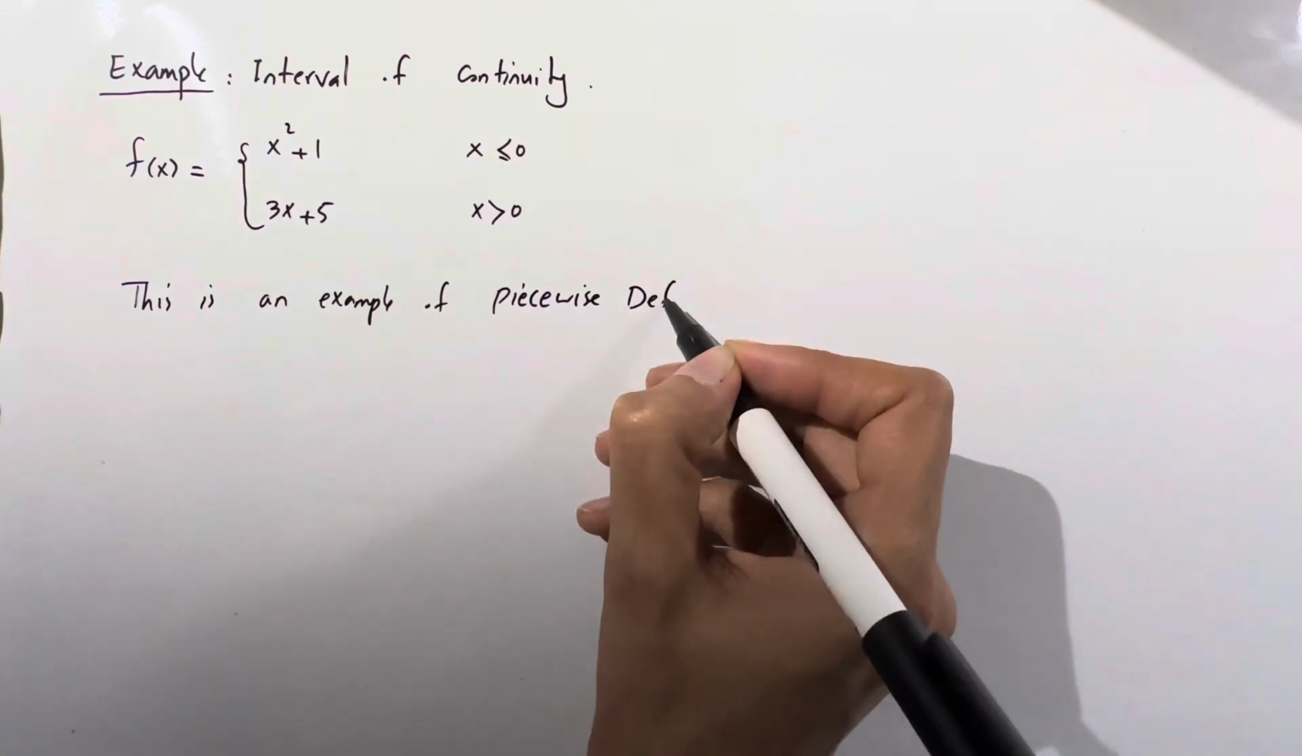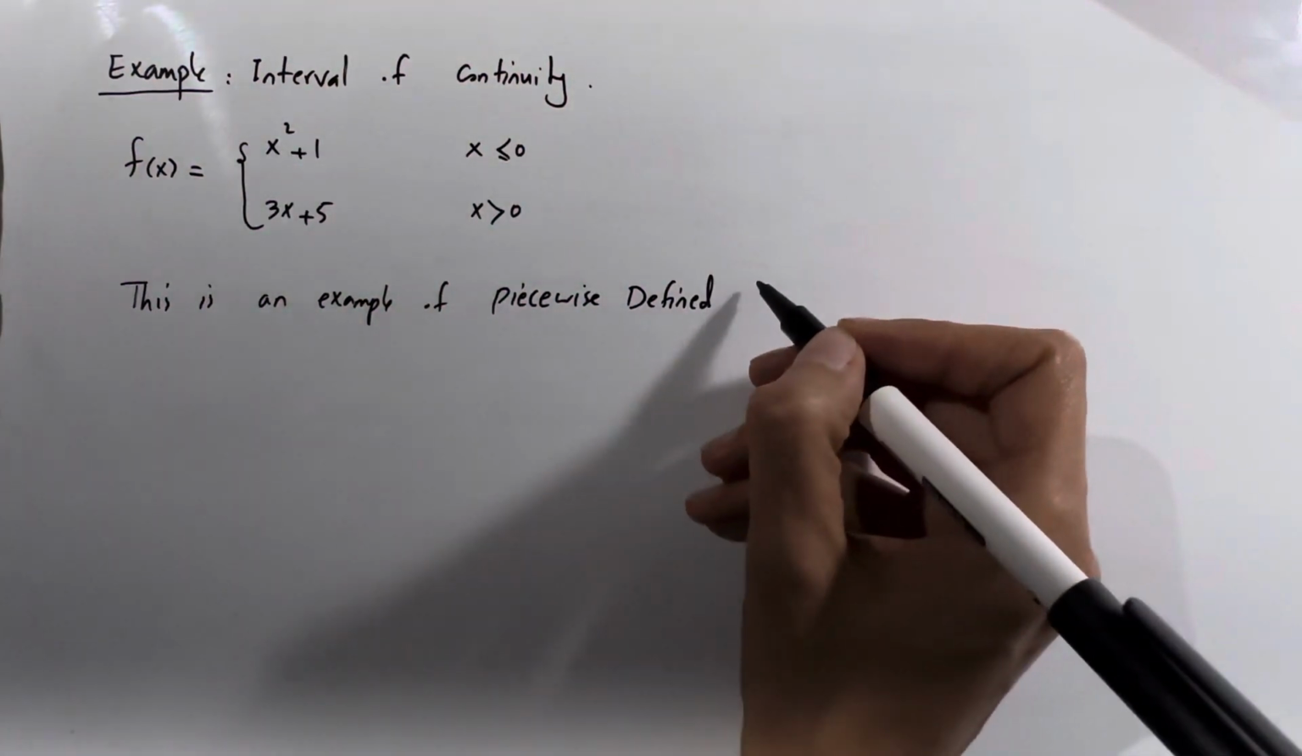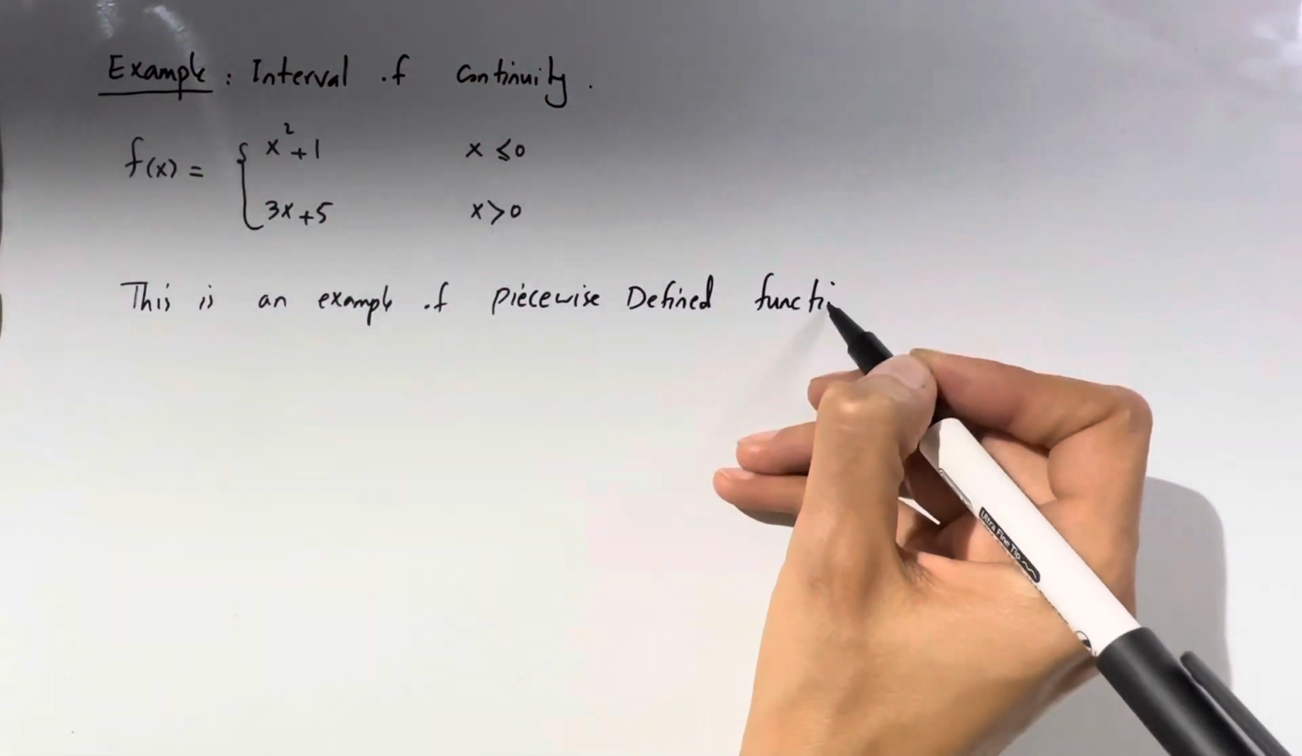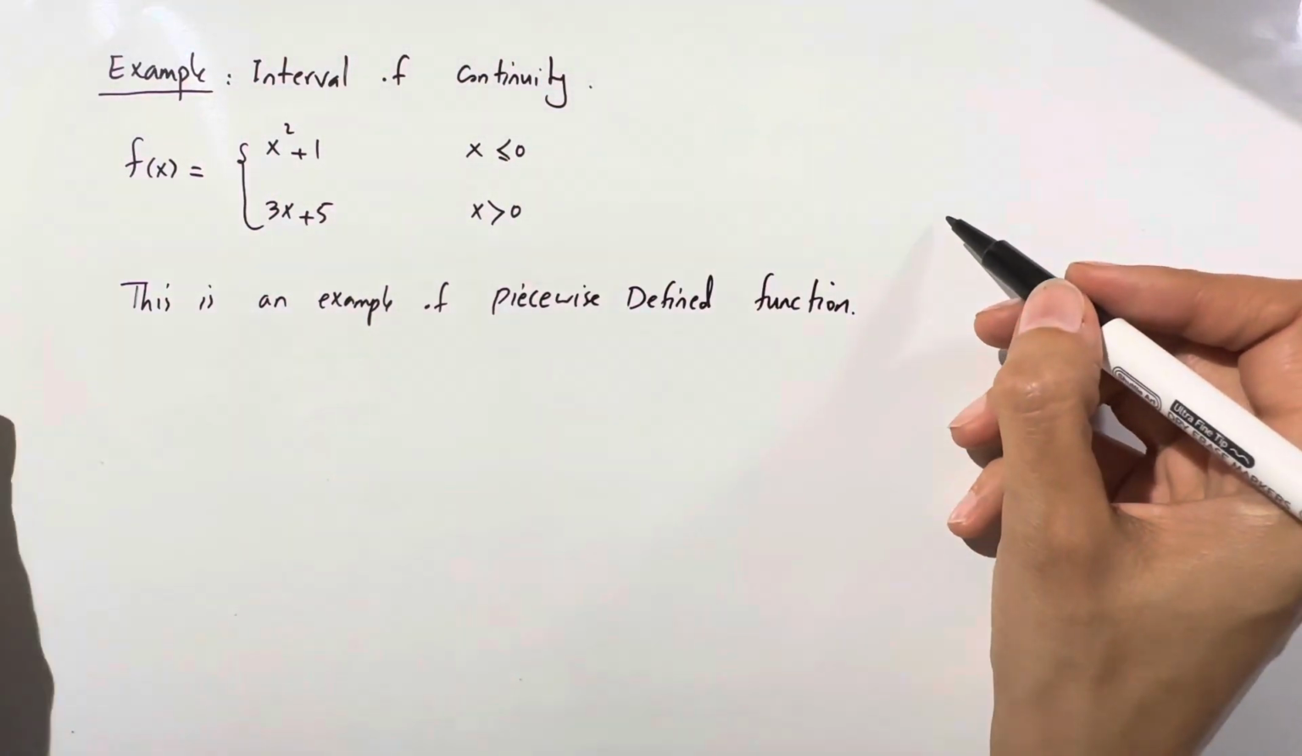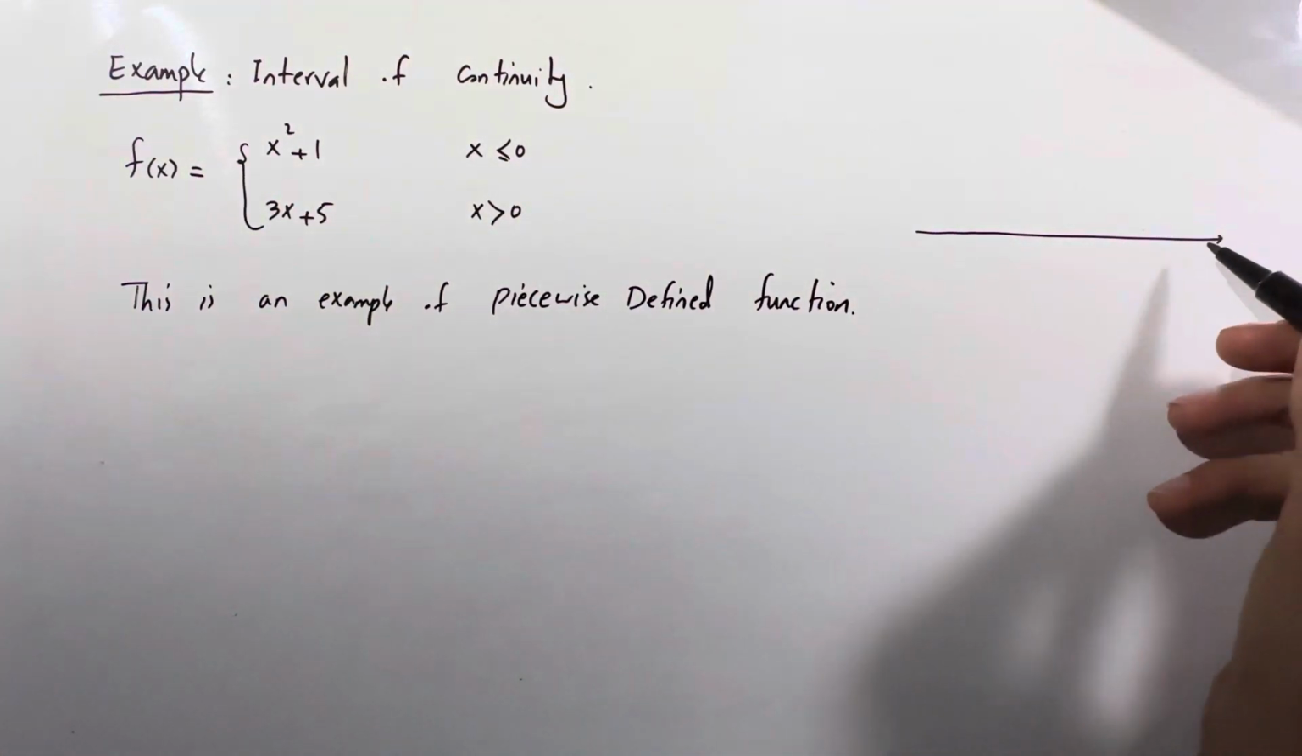So this is an example of a piecewise defined function. You can easily graph this. There's nothing complicated about this graph.